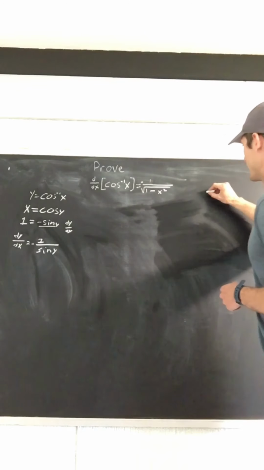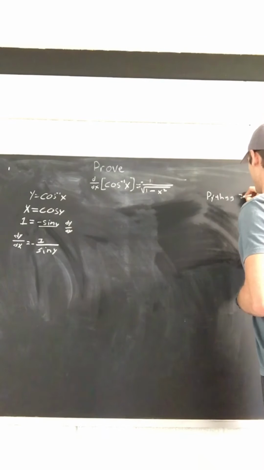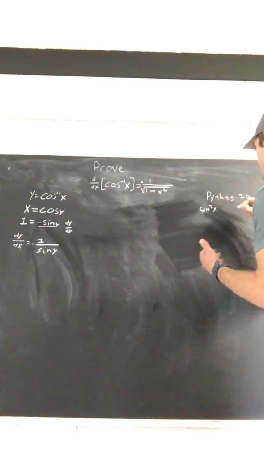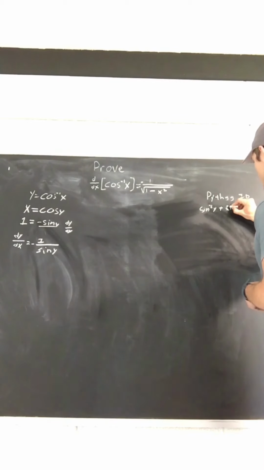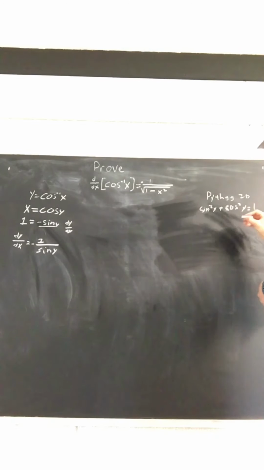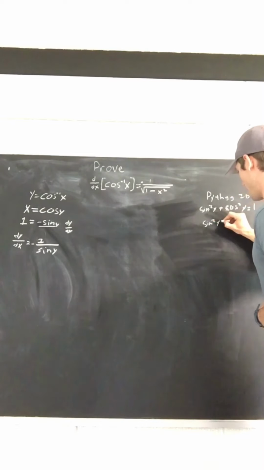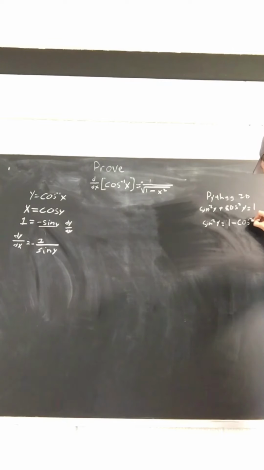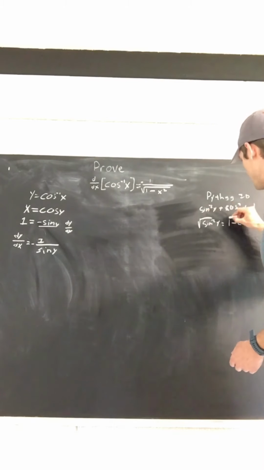The way we'll do that is with a variation of the Pythagorean identity. So we all know the Pythagorean identity is sine squared of theta, y, what have you, plus, in this case we're using y, plus cosine squared y is equal to 1. We will isolate the sine squared, so sine squared y is equal to 1 minus cosine squared y.